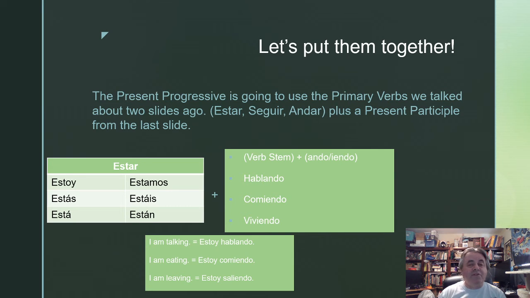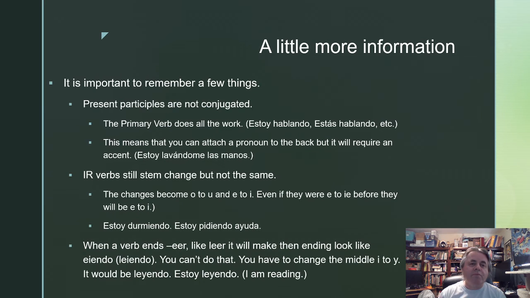There are a couple of other considerations that we have to keep track of. The first one is present participles are not conjugated. Remember, to conjugate means to make agree with the subject, but the verb estar or seguir or andar is doing all of that. The other verb that gets the ANDO, the IENDO, doesn't ever change. You'll notice here the primary verb does all the work. Estoy hablando, estás hablando. It doesn't matter if I'm a guy, I'm a girl, it would be estoy hablando. It doesn't matter if there were 50 of us. Estamos hablando. Hablando never changed.